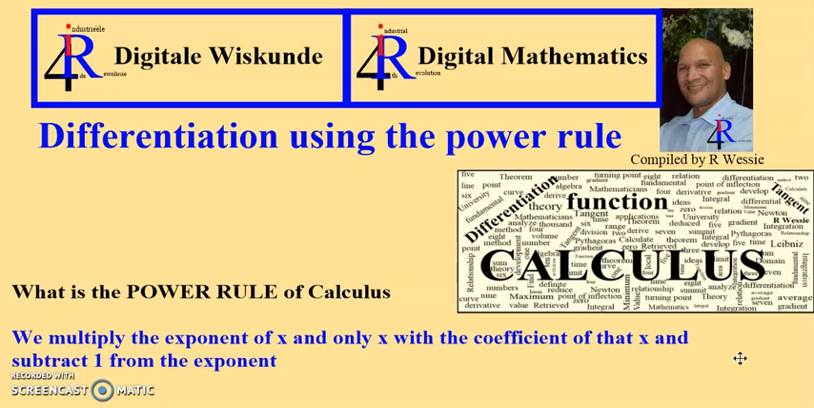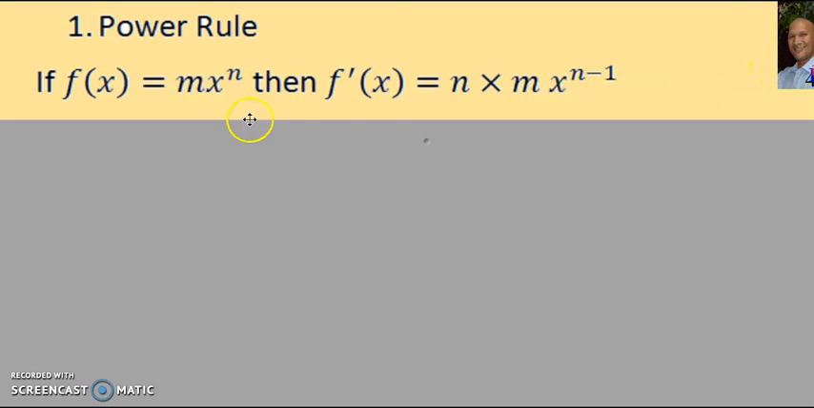We multiply the exponent of x, and only the exponent of x, not of t, not of m, only the exponent of x, with the coefficient of that x, and we subtract 1 from the exponent. Let's quickly look at the power rule.